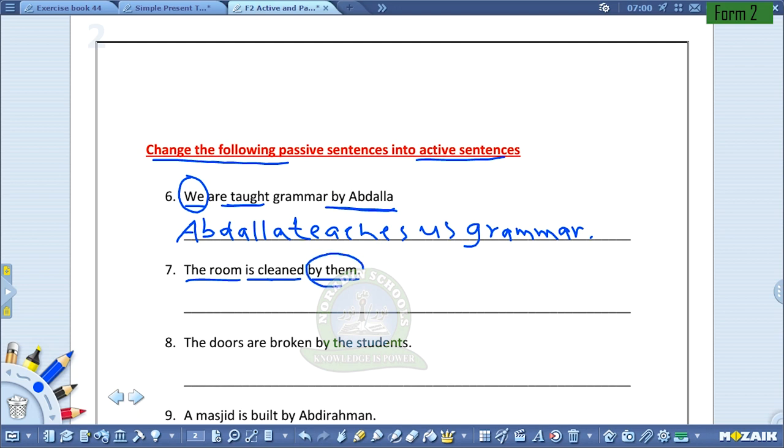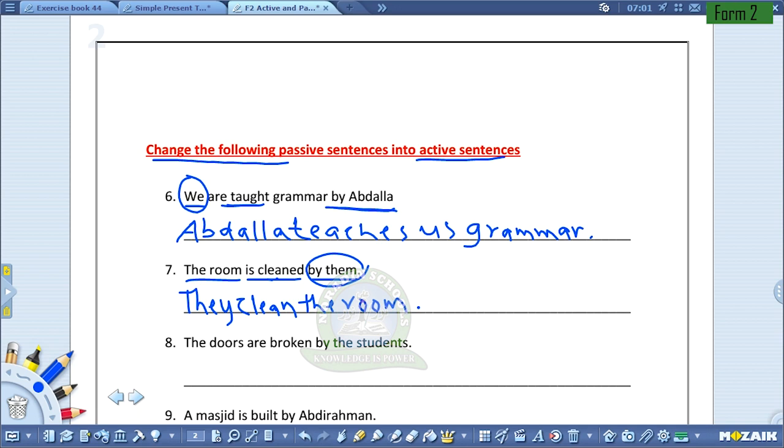Here is our subject. Change this into a subject pronoun. So this is them, they. Where's the verb? Here. If the subject is singular, we add ES or S in the simple present form. But if the subject is plural, we don't need to change. We will keep the base form. They clean the room. They clean the room. Simply, that is it.